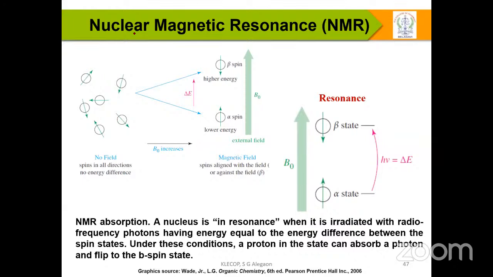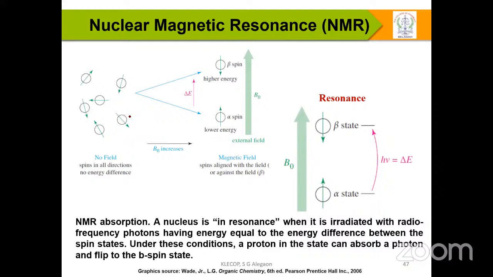Without any external magnetic field, these protons are arranged non-homogeneously. But when you apply an external magnetic field, B naught, the protons fall into two states. One is the lower energy state, the other is the higher energy state. Exactly as in Planck's relation, there is an energy difference, delta E.